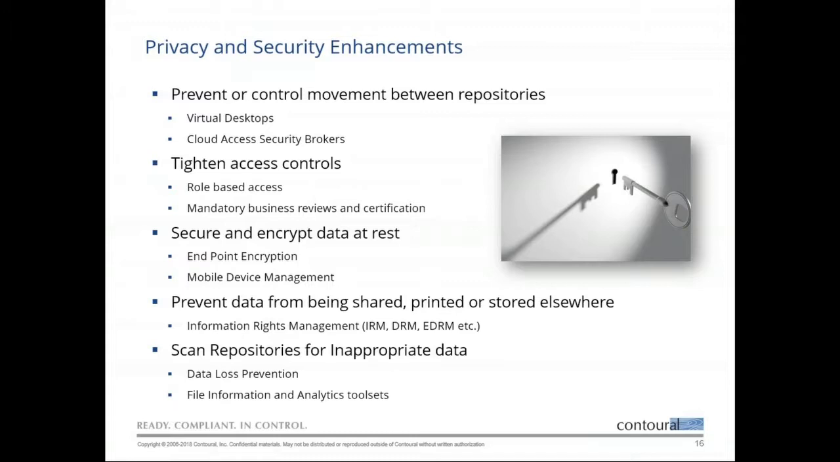And finally, when you have systems where you know that information should not be stored because there's too broad a permission set, you need to be able to scan those repositories and make sure that they don't have privacy information in places where too many people have access. And these are tools like data loss prevention and file analysis. The next slide goes into the tools themselves, but these are the functions that you're looking for.